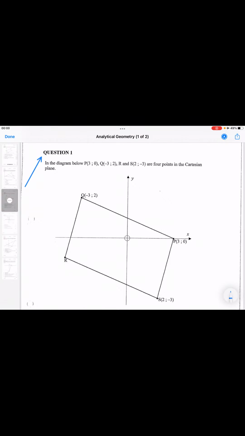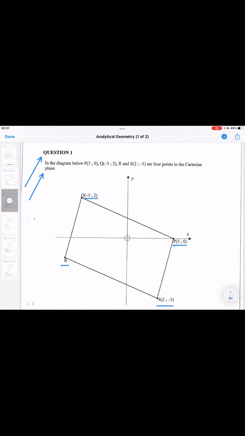So the statement reads as follows. In the diagram below, P being a point having the coordinates 3 and 0, there is P. Q having the coordinates negative 3 and 2, there is Q. R, where is R? R is there. And S having the coordinates 2 and negative 3 are 4 points in the Cartesian plane. Makes sense.